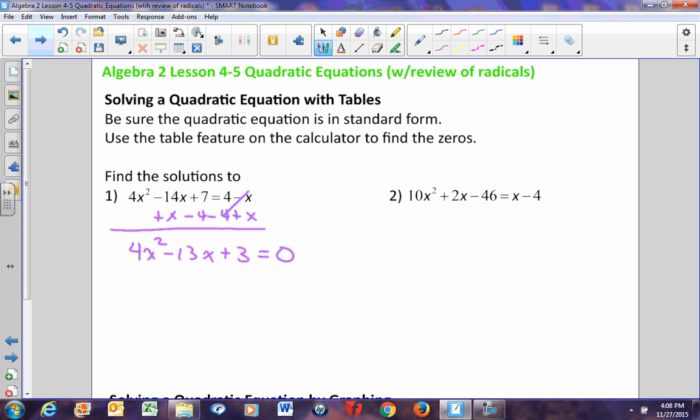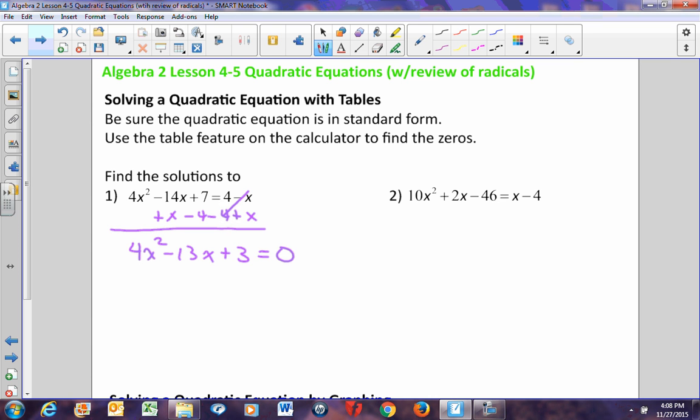And it's going to ask you to edit table settings. So we're going to go to the table settings. I want my table to start at 0, but I want my table step to be 0.1. And then I'm going to hit OK. And then you'll notice that it's going to give you fractions or decimals, however you have your calculator set up. So if I continue to scroll down here, and if I do the second table on the TI, we're looking for where y equals 0.